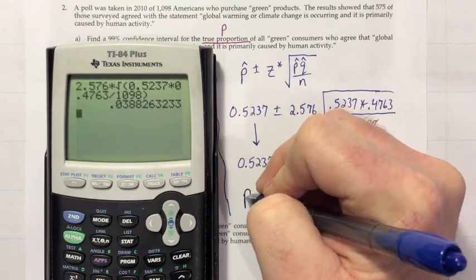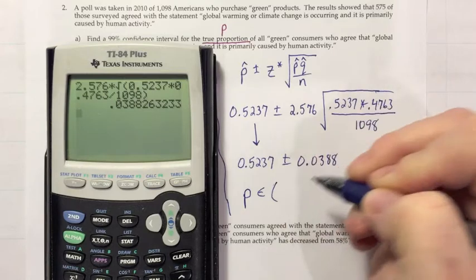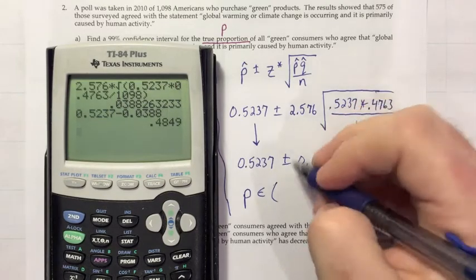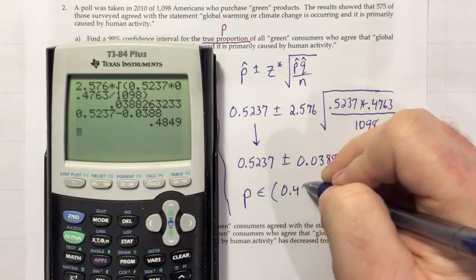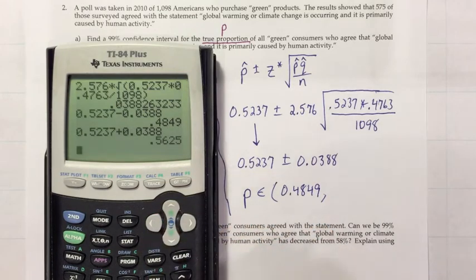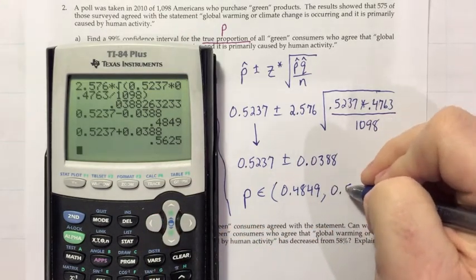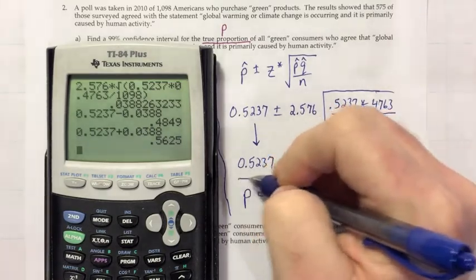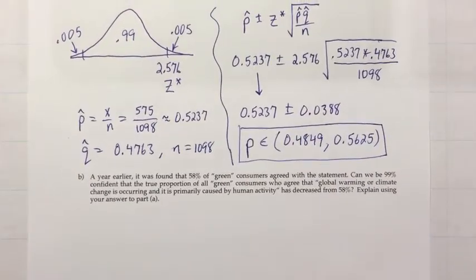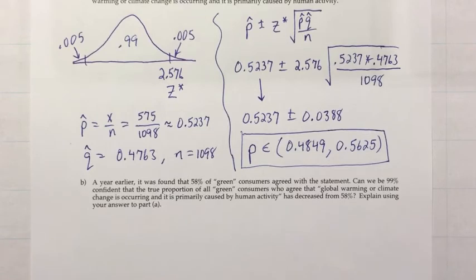And then that's pretty much all the work. We just need to turn that into an interval for p. So we're 99% confident that p is in the interval that goes from a lower end of 0.4849 to an upper end of 0.5625. And there's our confidence interval for the true proportion of all green consumers who agree with the statement that global warming or climate change is occurring and is primarily caused by human activity.